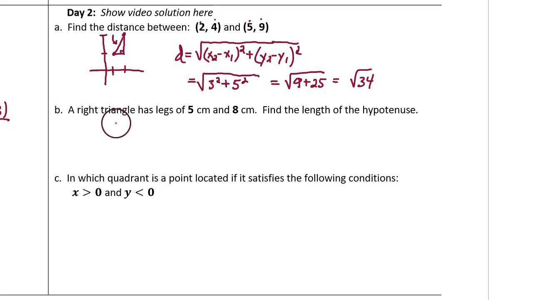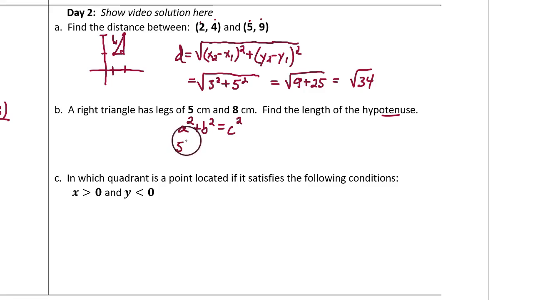Question B, a right triangle has legs of 5 centimeters and 8 centimeters. Find the length of the hypotenuse. This is really the same type of question as we did in A, but because it does not refer to coordinates, we're going to use the Pythagorean theorem in its form a squared plus b squared equals c squared, where a and b are the legs of the triangle, and c is the hypotenuse.